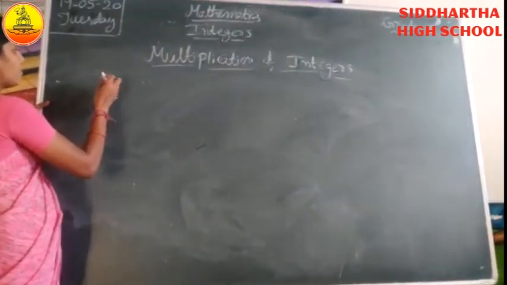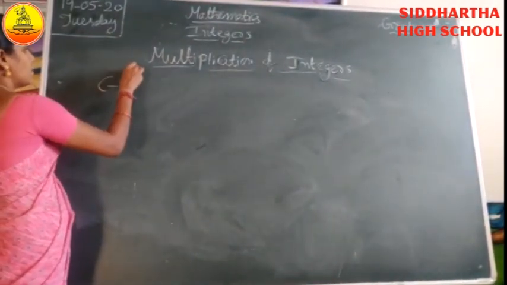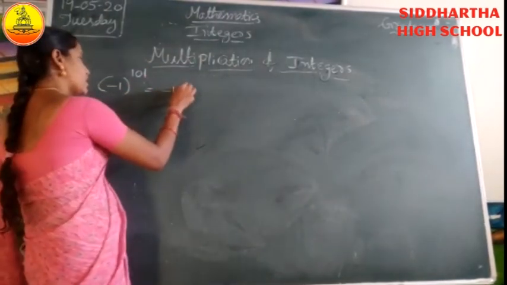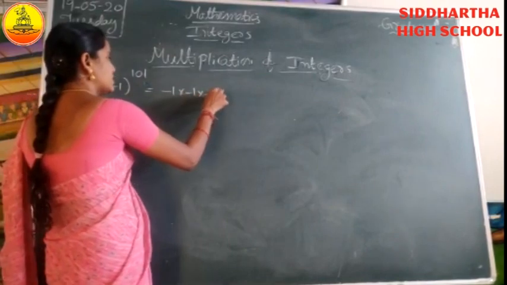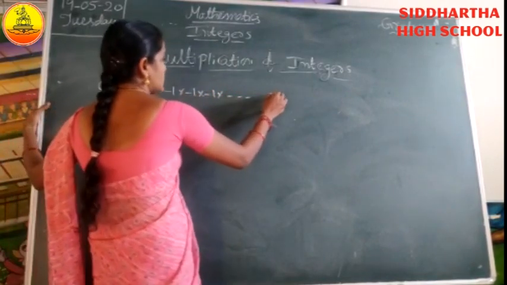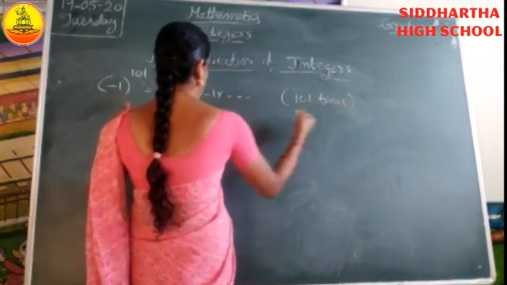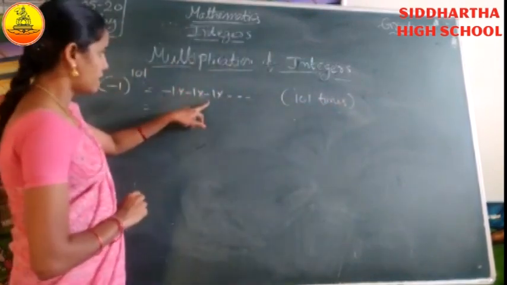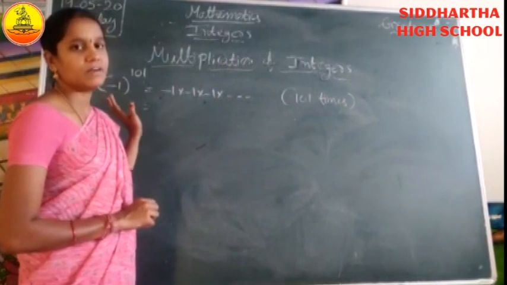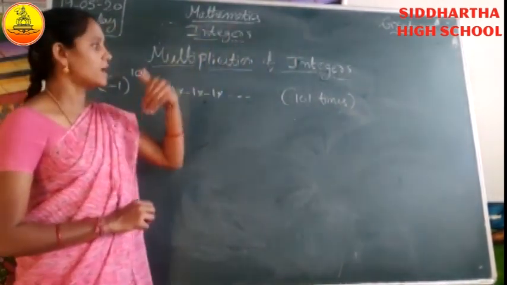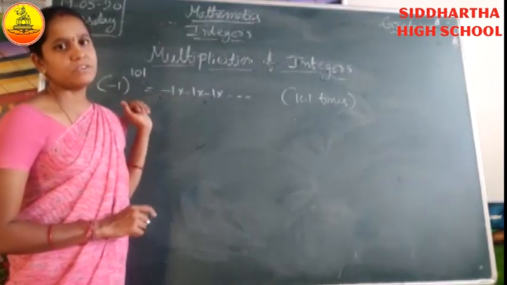What is the value of minus 1 whole power 101? That means we have to write minus 1 into minus 1 into minus 1 and so on. Like this, how many times do we have to write? 101 times. The 1 we are writing 101 times, and the minus we are writing 101 times. 1 into 1, 1, 1 into 1, 1. Any number of times 1 is multiplied by 1 gives 1.